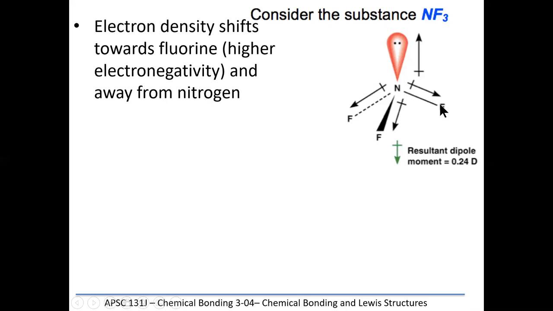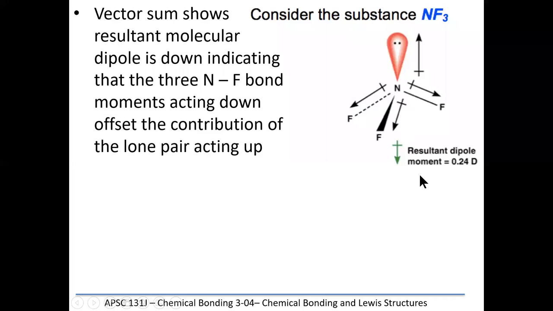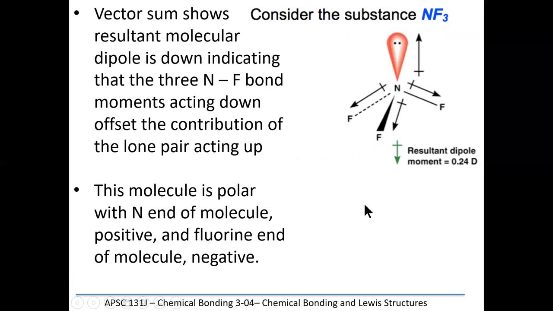And again, we can use the vector sums to figure out those dipole moments. You're not required to figure out those dipole moments. So this molecule is polar, with the nitrogen end of the molecule positive and the fluorine end negative because of the extreme electronegativity difference.